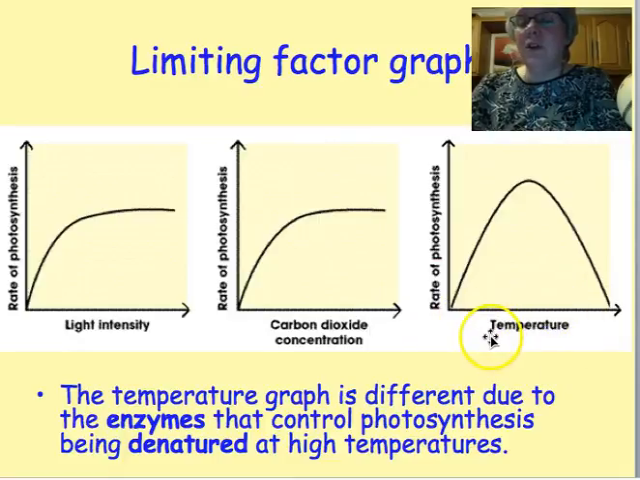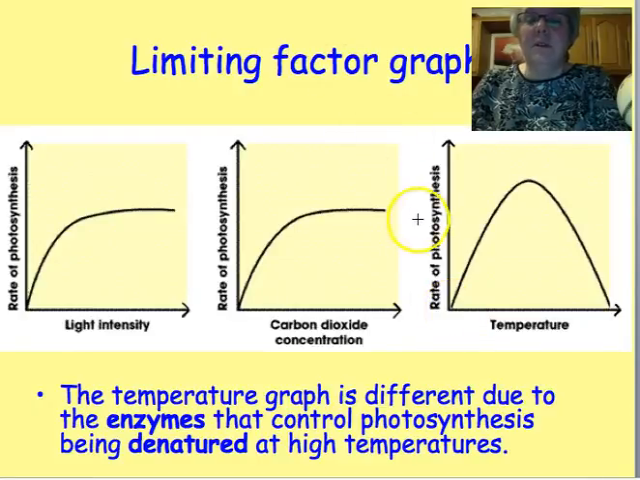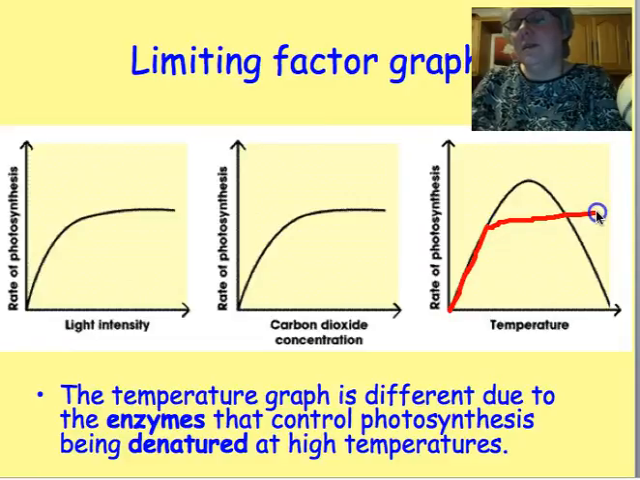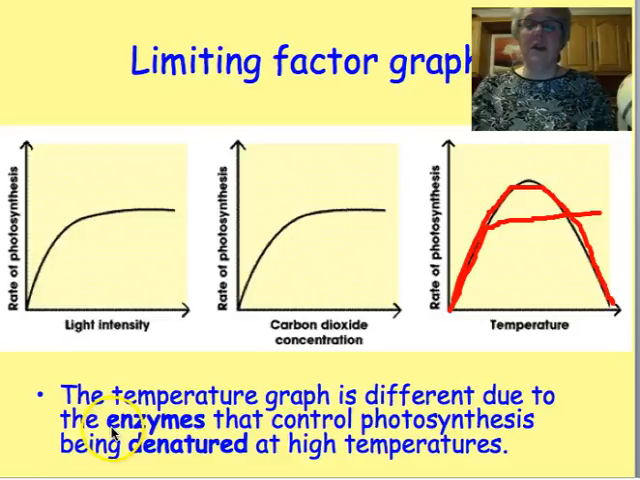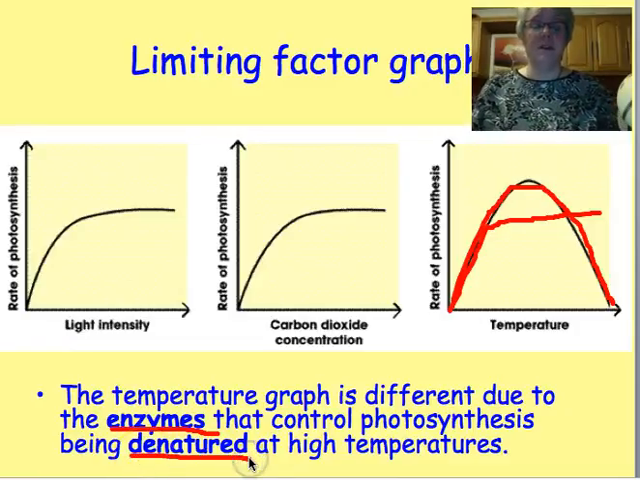And here, you could get a temperature graph that looks very similar to the ones we've already been looking at. In other words, it looks like this and then like this. And you would say that temperature is limiting at this point on the slope. And after here, it's carbon dioxide concentration or light intensity. Or you may see a graph that looks like this one, and that one will really be about the fact that enzymes are involved in photosynthesis, and that as the temperature increases to higher temperatures, the enzymes end up being denatured.